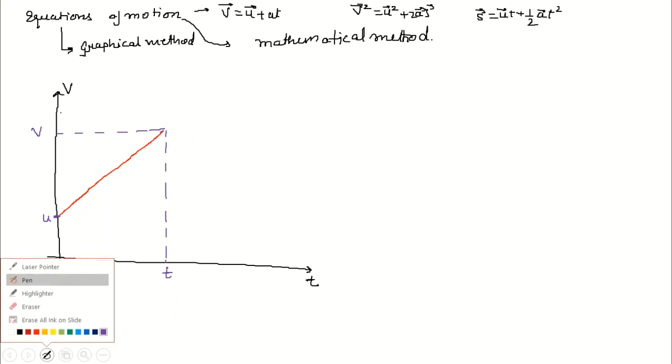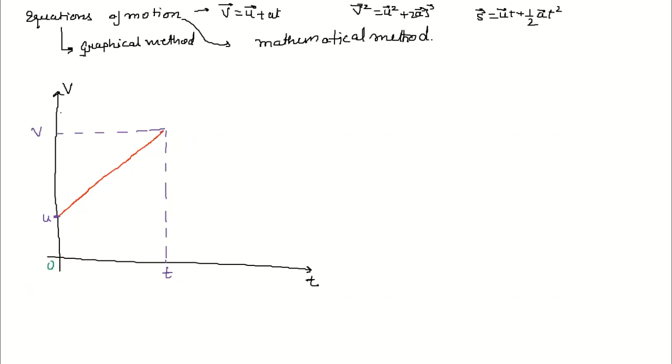Now I will mark some points on it. Let's suppose this is the origin O, A, B, C and D. Let's move to the very first and easiest one, v is equal to u plus at. By the definition of acceleration we can easily derive it.